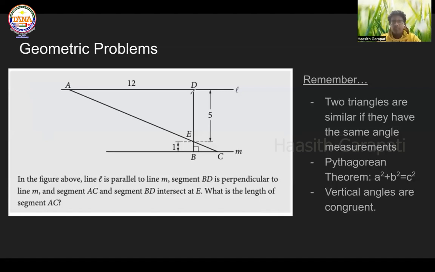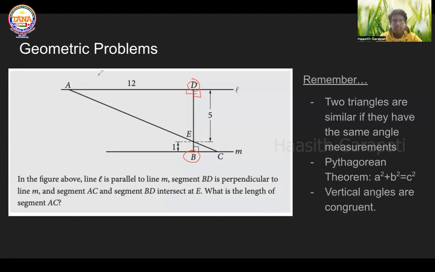Okay, we have two triangles here, and they are both right triangles. How do we know this? Well, in the question, it says that line L is parallel to line M, and then segment BD is perpendicular to line M. If it's perpendicular to line M, and L and M are parallel, then that means BD is also perpendicular to L on both sides.